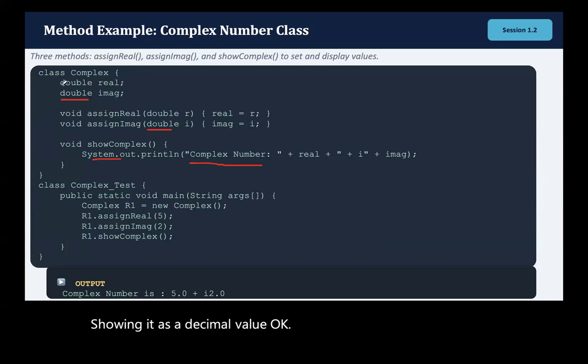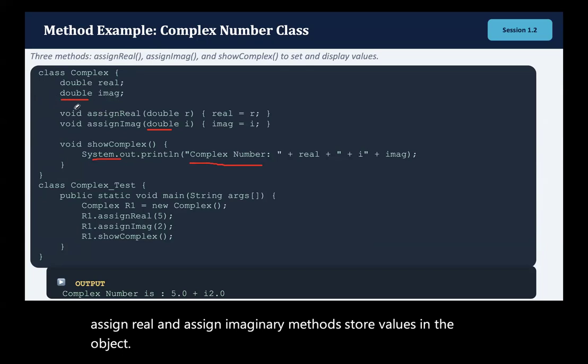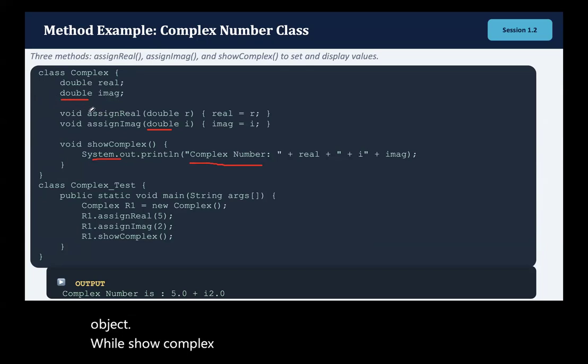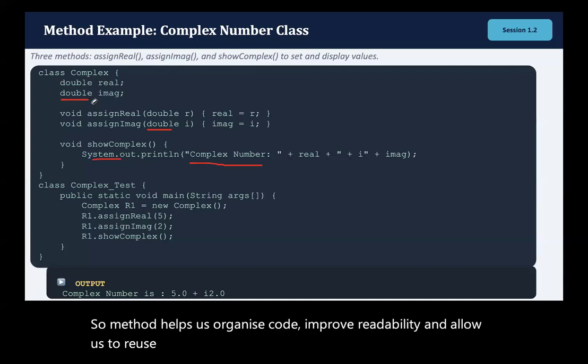This example shows how methods work with objects. The assignReal and assignImaginary methods store values in the object, while showComplex displays the result. Methods help us organize code, improve readability, and allow us to reuse functionality across multiple objects.